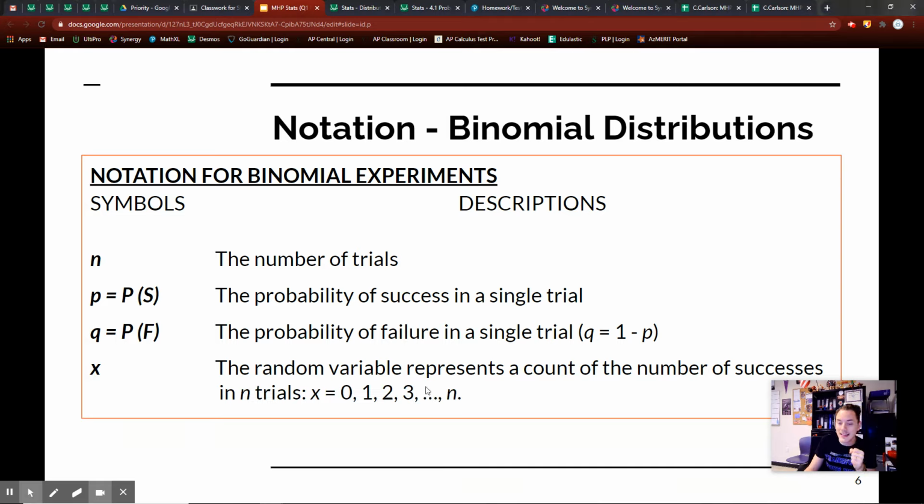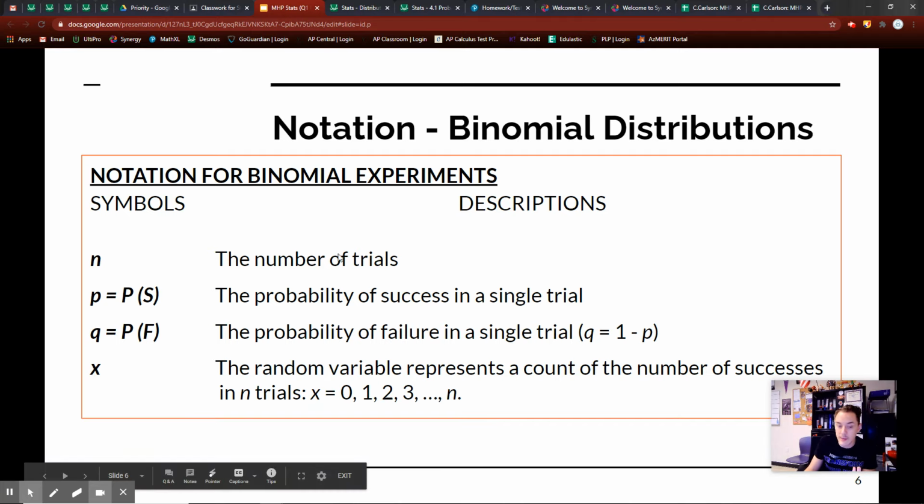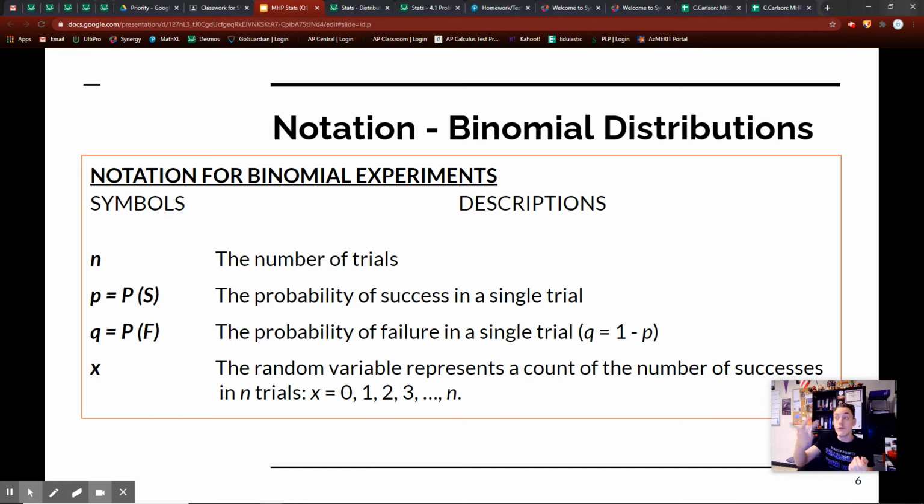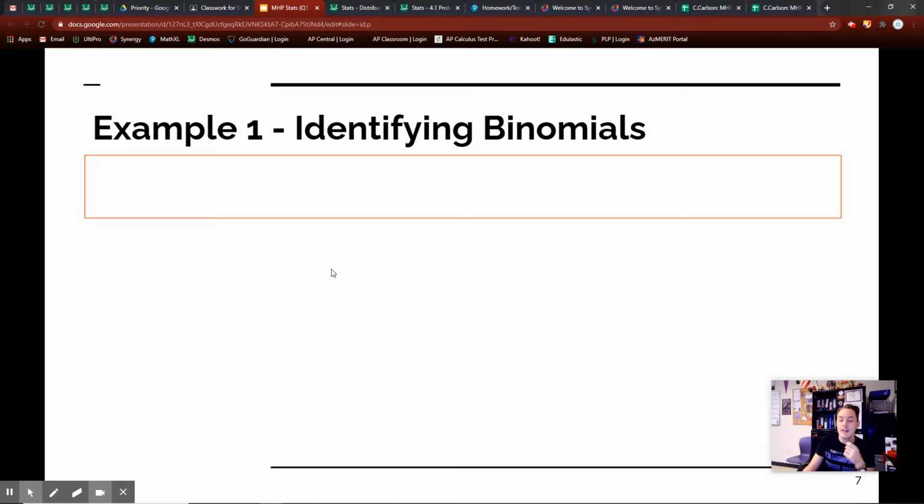random variable that represents a count of the number of successes in trials. So 0, 1, 2, 3, all the way to the number of trials I'm interested in. So if I have only 2 free throws, I could make 0 free throws, I could make 1 free throw, or I can make 2 free throws. I can make them both, or I could fail on both. So think about that. Let's move on. That's the binomial notation and the descriptions.